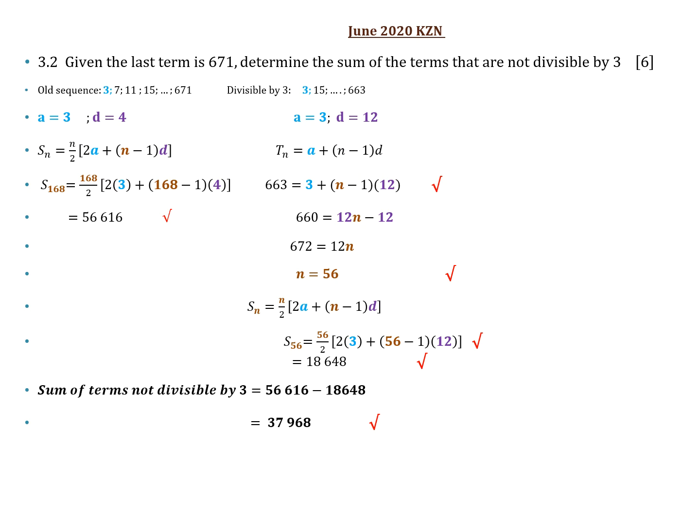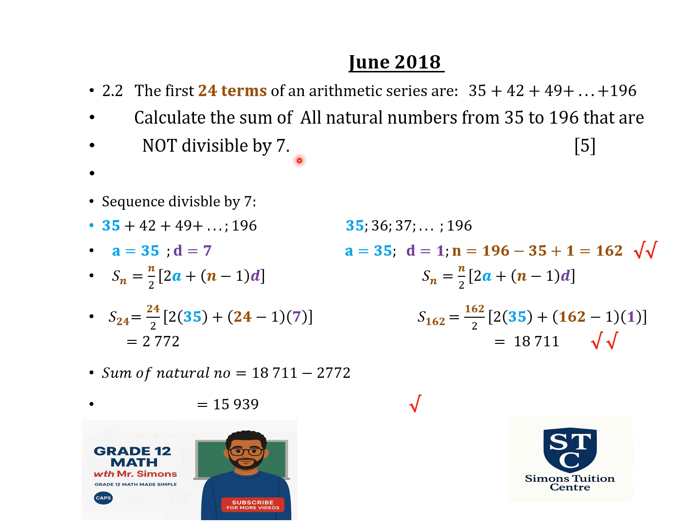Right? Now let's go look at the next question. June 2018, the first 24 terms of an arithmetic sequence are 35, 42, 49, up to 196. Calculate the sum of all natural numbers from 35 to 196 that are not divisible by 7. So those that divide by 7 are 35, 42, 49, all the way to 196. A is 35 and D is 7. Alright? My natural numbers are 35, 36, 37, 38, going all the way on. So there A is 35 and D is 1.